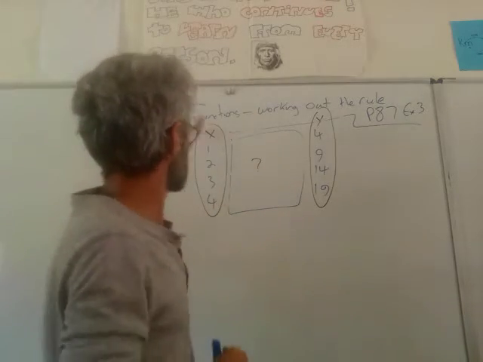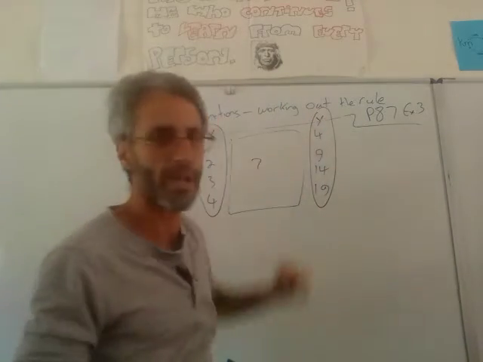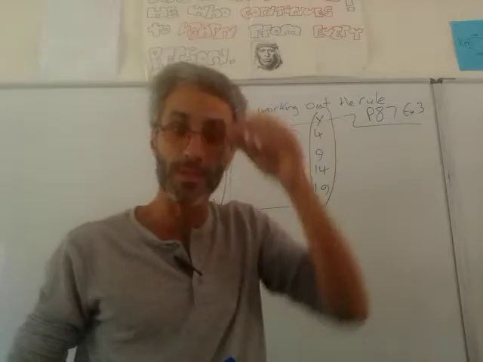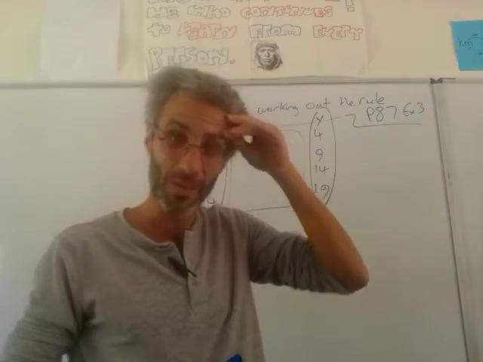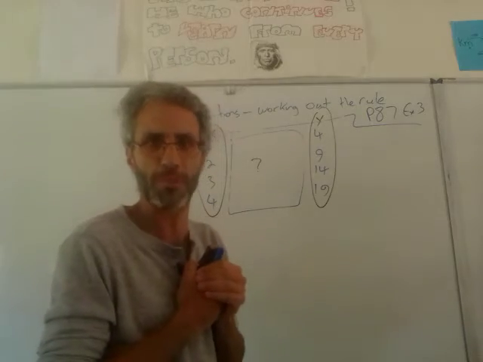So we're given a function. We've got the inputs, we've got the outputs, the y's, but we don't know what the rule is. We're trying to work out the rule. So it's a little bit more difficult. The way to start is to look at the output numbers.